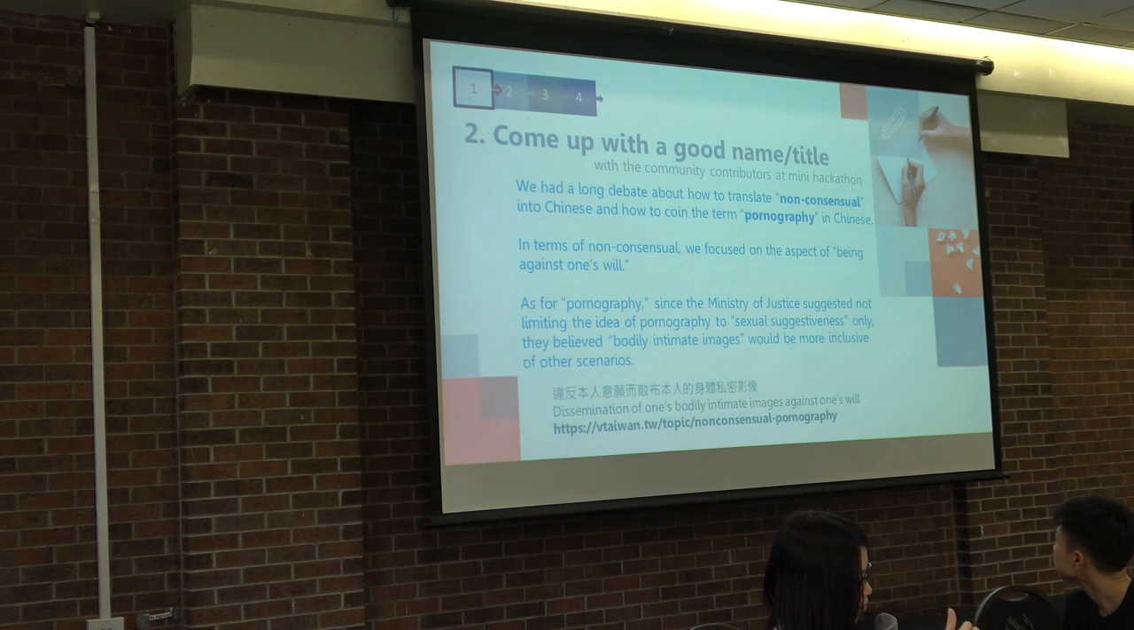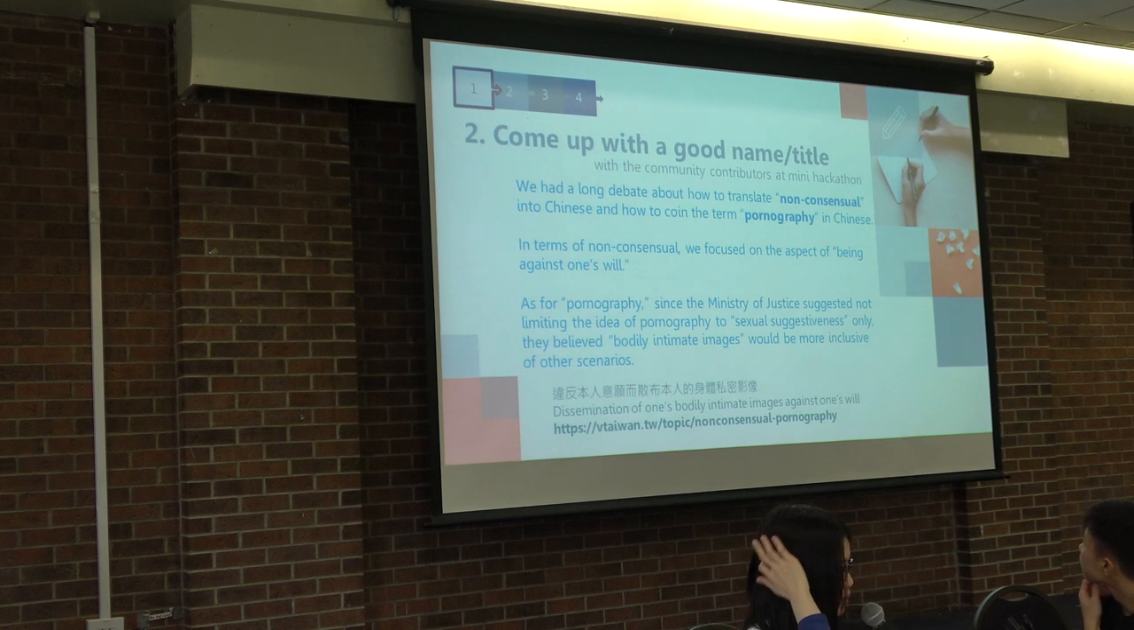And second, once the topic is set, all of the contributors have to come up with a good name or a good title, because this is the attention grabber on the internet if you want to host a survey online. For example, if it's Uber, you can set the title as "Should Uber be legal?", which is quite a simple one. As for the NCI case, the most widely known title of this issue is non-consensual pornography, but it's actually quite hard to translate pornography into Chinese, because it basically means porn. But what we want to discuss isn't about porn, so.